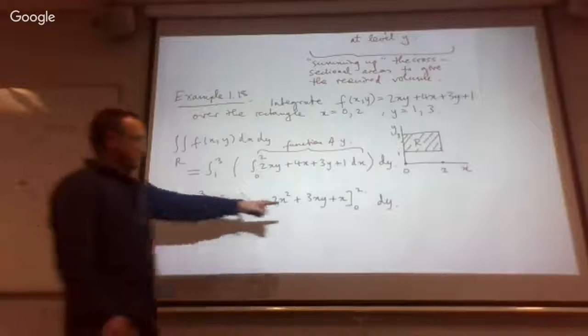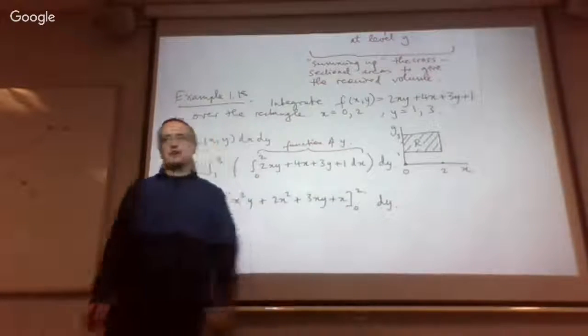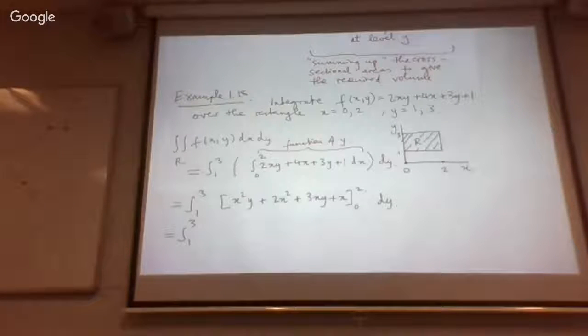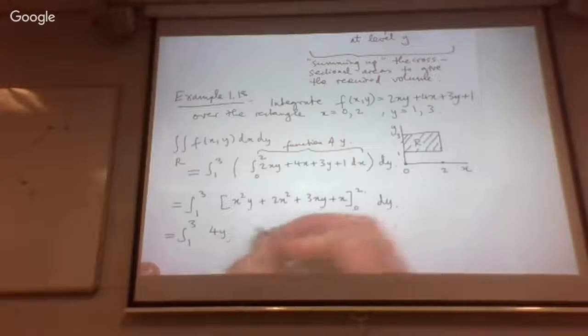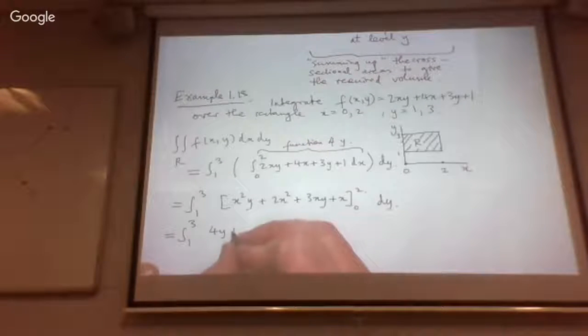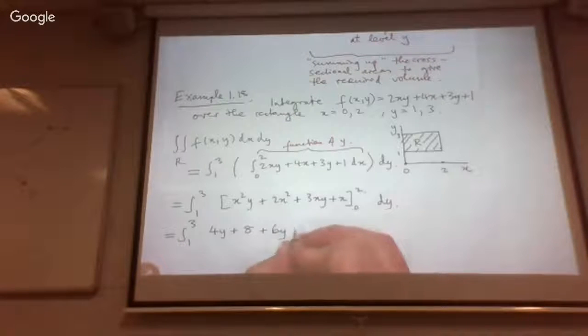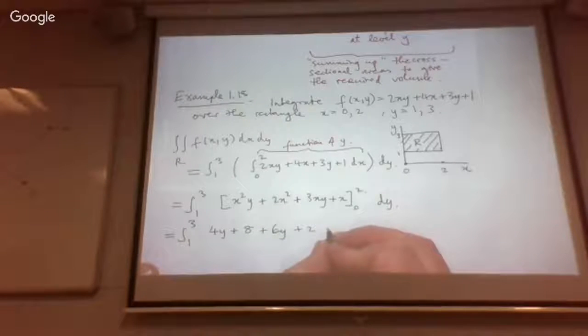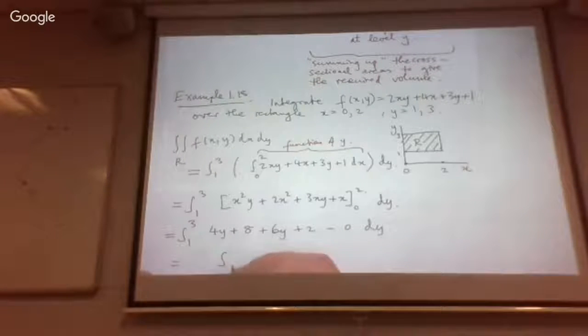Well, one of the limits is 0. That's nice. And there's an x in everything, so you don't actually get anything when you evaluate it at 0. So you just get something at the top limit. So we evaluate this at 2. We're going to get 4y plus 8 plus 6y plus 2, minus nothing because the evaluation at 0 is 0. So then just gather that. That's 10y plus 10.